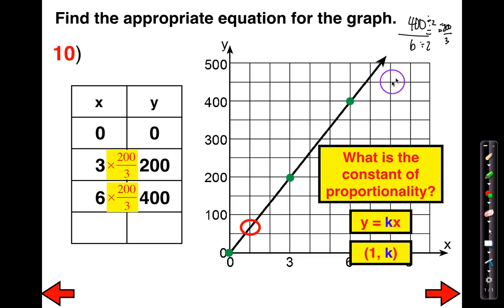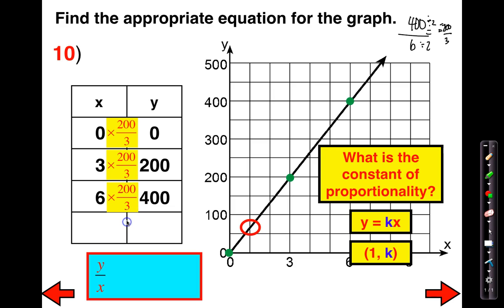Pardon my very sloppy handwriting. But my point is, finding the constant of proportionality by looking at our ratios, we would find that our constant of proportionality is 200 over 3. Notice that using 0 over 0 is not going to be helpful for us at all, so you never want to use that point to try to determine our constant of proportionality. But again, you set it up as 200 over 3 or 400 over 6. Either way, you're going to reduce it down to 200 over 3.